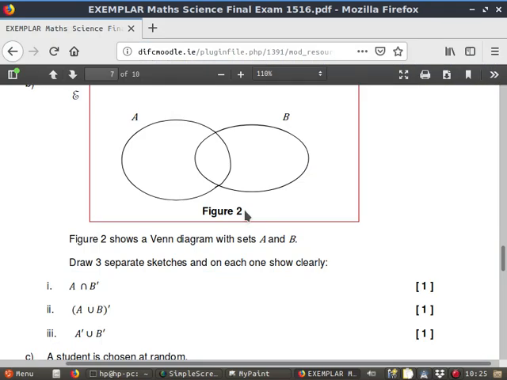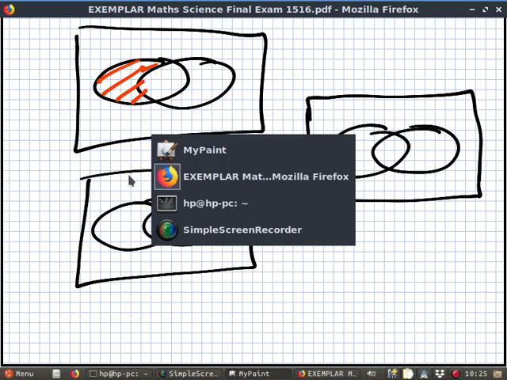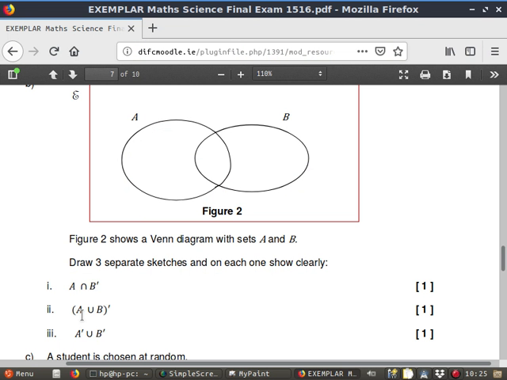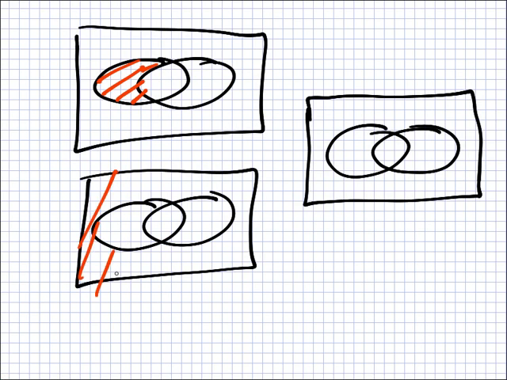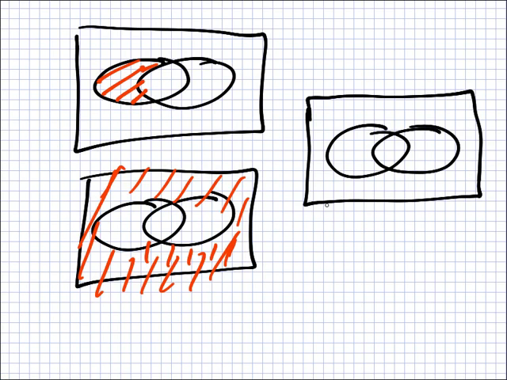So the first one, A and not B. So A and not B is this. Yes. The next one is A or B, not. So the outer. Outside. The outside, yeah. Elsewhere? And the last one, which apparently has multiple answers. I'll give you the right answer: not A or not B. So that is everything except the middle.